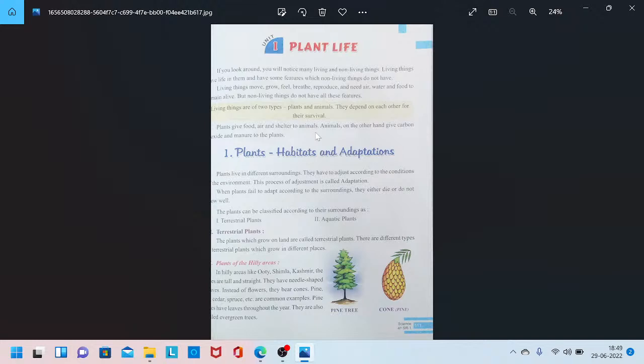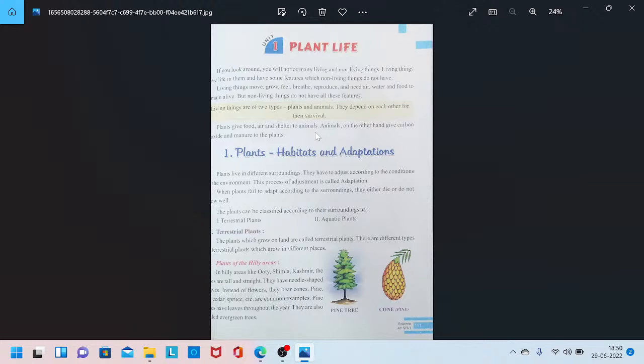So what is plant life? What are the habits and adaptations of the plant, and where it grows, in what places, what sort of plants grow. So what about aquatic plants, how they float, underwater plants. So I'm going to teach all this now. So just let us go into the lesson now.